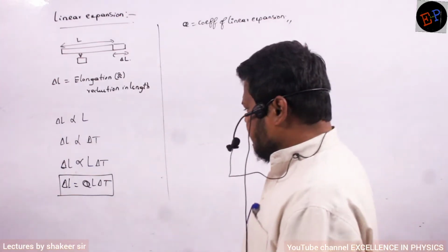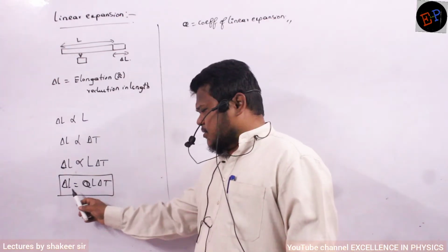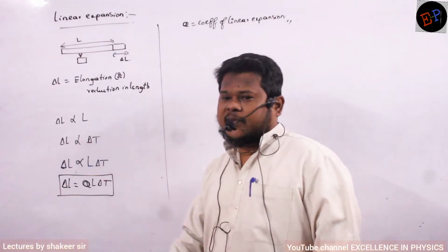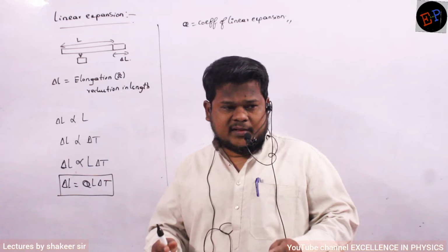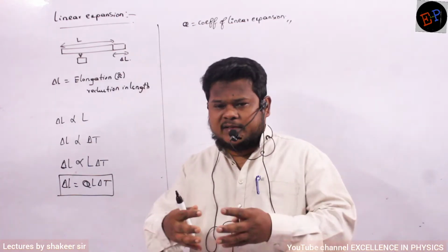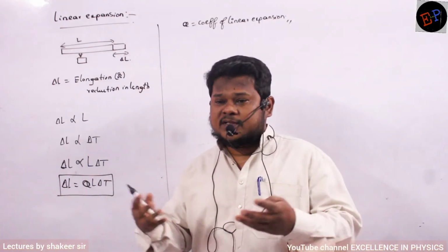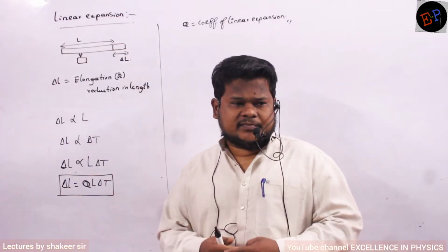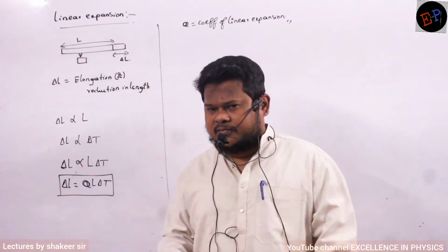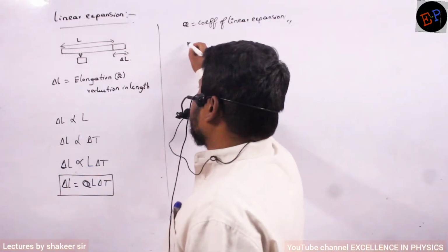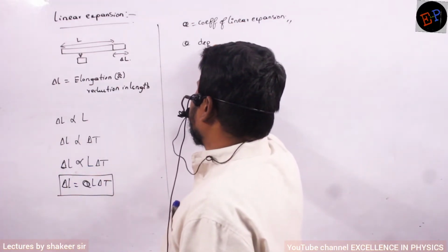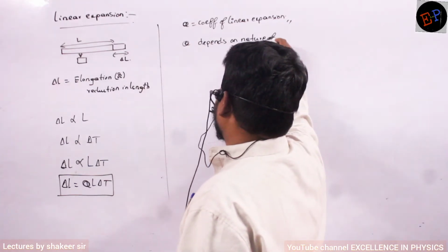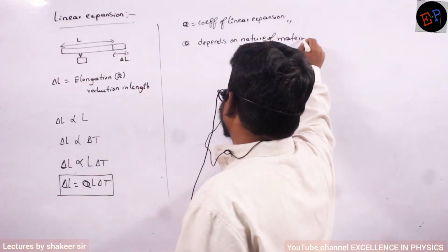Are you able to understand? So if the alpha value increases, the delta L value also increases. And this alpha value depends on the nature of the material. Some materials, if you supply a small amount of heat energy, will expand by a large value. It means its alpha value is greater. Some materials don't expand very much. It means their alpha value is lesser. That is the meaning of this. So write down: alpha depends on the nature of the material.